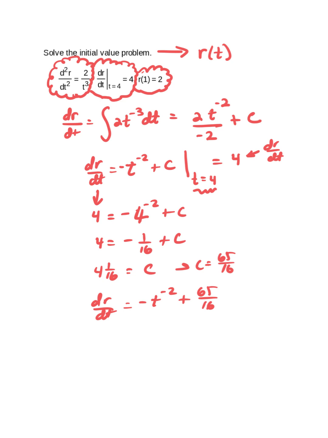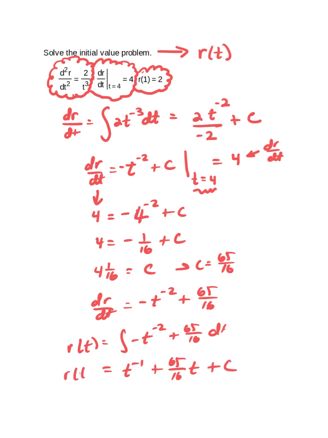So now I'm down to dr over dt, but I want to get back to r. So I know in order to get to r of t, I need to integrate my first derivative. So I'm going to add 1 to the exponent, which makes t to the negative first. And when I divide by that negative 1 exponent, I now have a positive. 65 over 16ths would have a t returning. And again, I have a constant c.